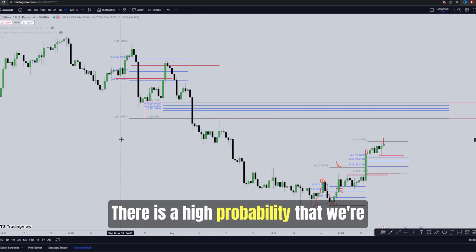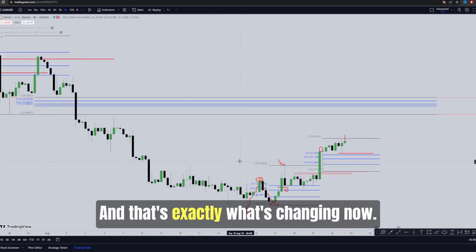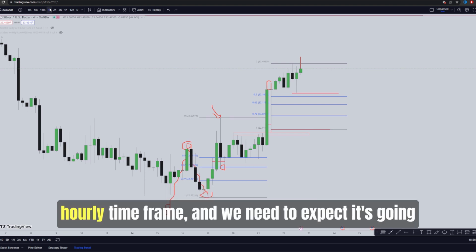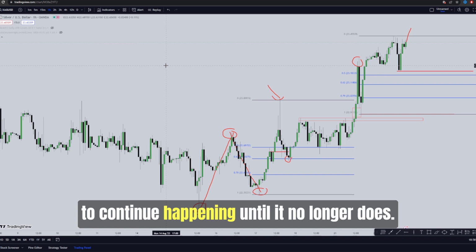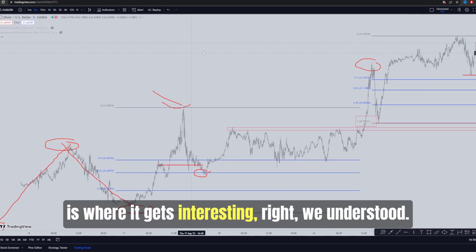You have a bearish trend. There is a high probability that we're going to see the market move lower, right? And that's exactly what's changing now. We've now started to print bullish structure based on the hourly time frame, and we need to expect it's going to continue happening until it no longer does. So let's jump into the 5 minute, because this is where it gets interesting.